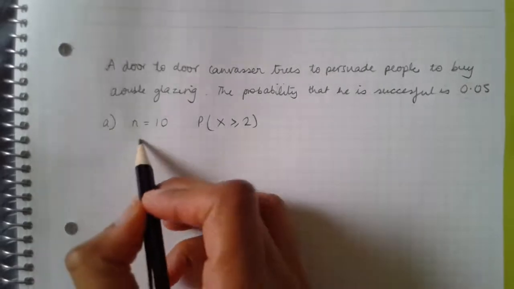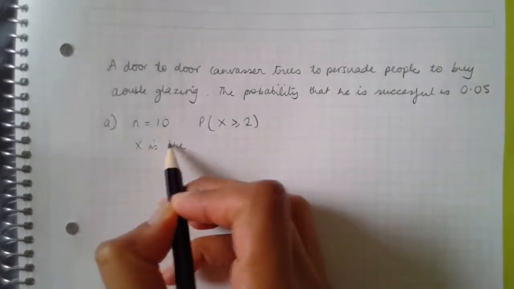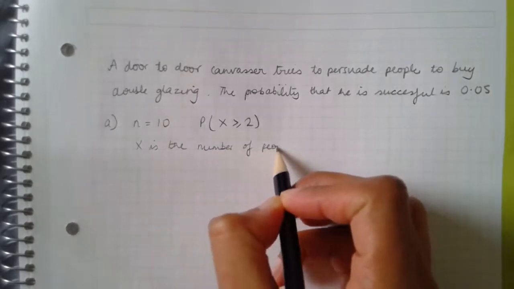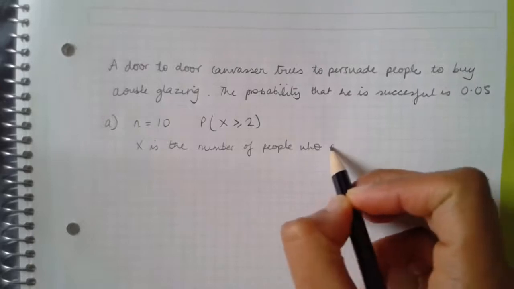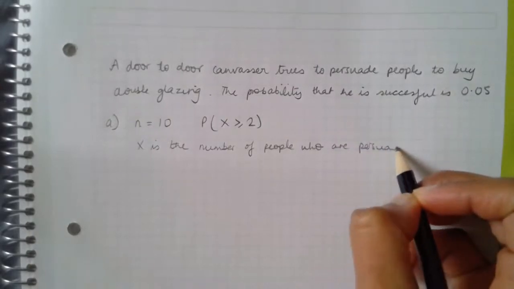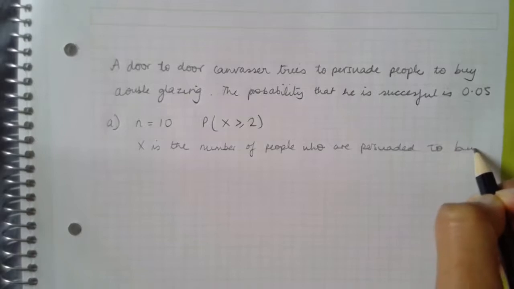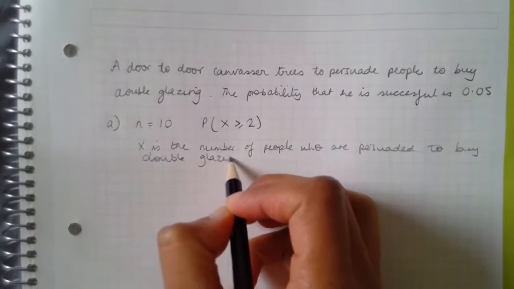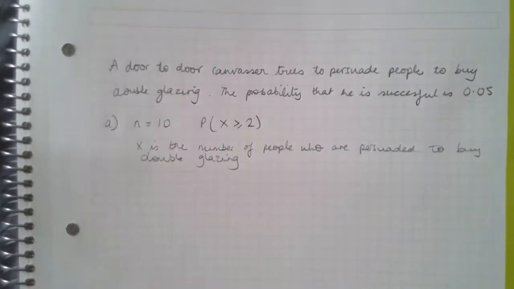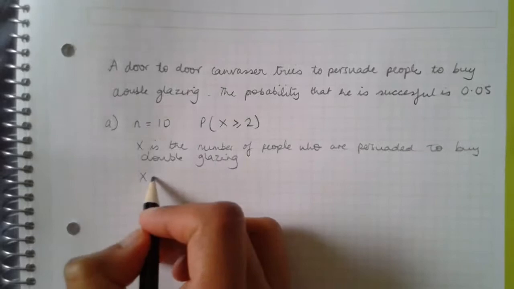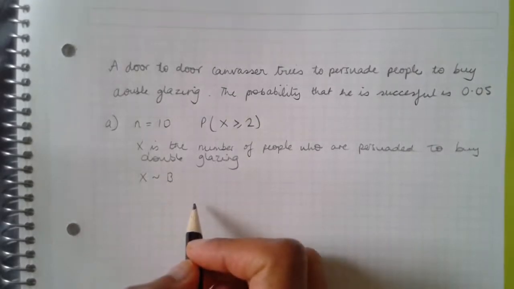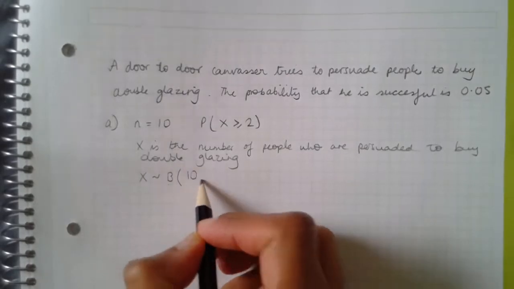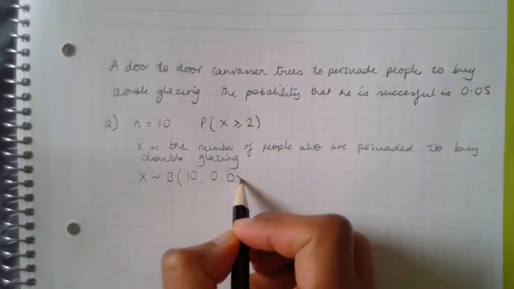So we can say X is the number of people who are persuaded to buy double glazing. This is our test statistic, and we can use it to estimate. We can use the binomial distribution, where n is 10 and the probability of success is 0.05.